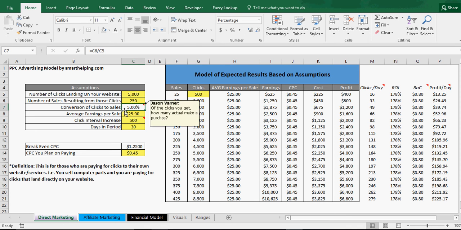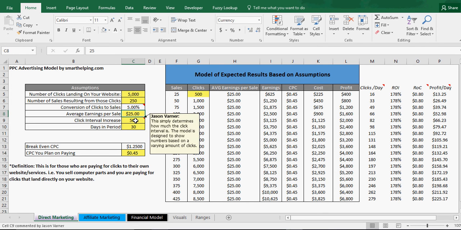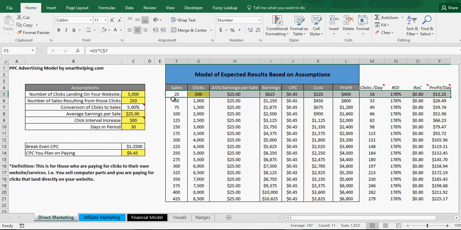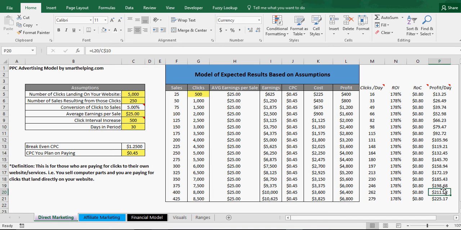Assuming that, you then put in your average earnings per sale. I just put $25 because I'm trying to model out another scenario I'm doing myself. So we're just saying $25 here. And then we have our click interval, which is just going to determine how much this goes up by. The percentages are all the same, but you can see based on your volume how much more profit you're getting per day. That's really the only thing that changes. The ROI is the same. The return per click.